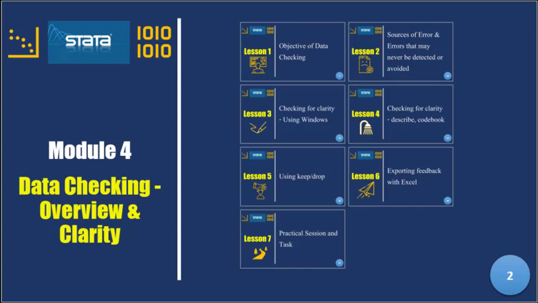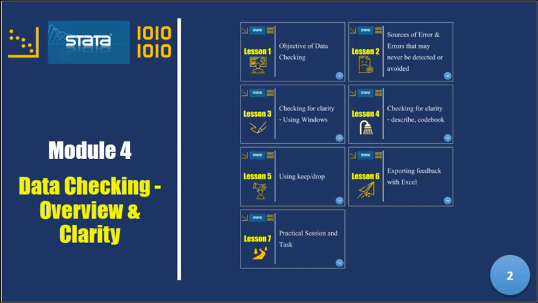Lesson 5, we'll do 2 commands again, which one we call keep and one we call drop. The whole idea is that after you have found data that is not clear, it is very important to be able to share with the client or share with stakeholders which one was not clear so that they can provide some clarity. Lesson 6 is talking about exporting feedback with Excel.